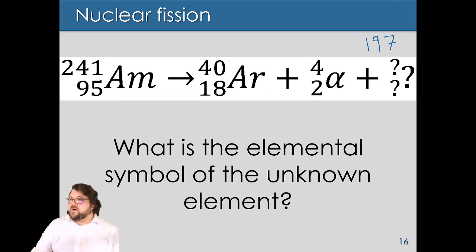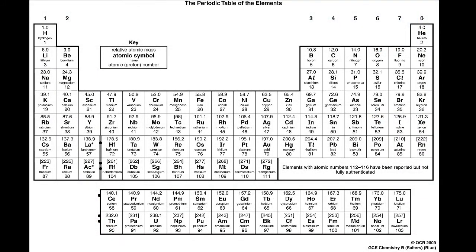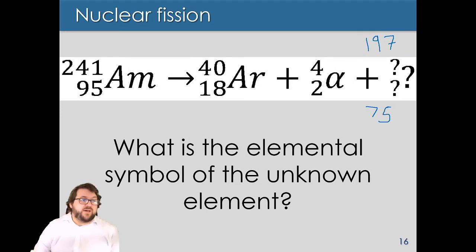Lovely. And then we've got 18 plus 2 is 20. So 95 goes to make an element which is 95 minus 20. That's going to be 75, isn't it? So that's going to be the proton number. Finally, we pop to our periodic table. Element 75. It's rhenium over there. So we must have rhenium.